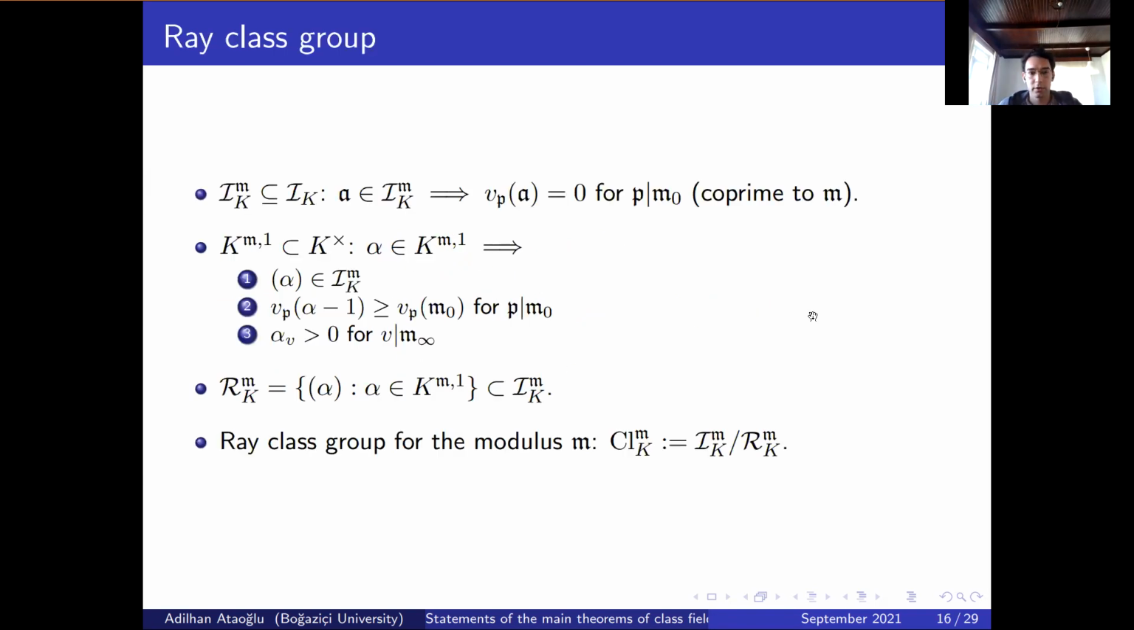Now, before the main theorems, we define the ray class group. Let us denote by I_M^K the ideals that are coprime to the fixed modulus M, and let us denote by K_{M,1} the elements of K star whose principal ideals are coprime to the modulus M, and they are congruent to 1 modulo M0, and their real embeddings are positive. Then we denote by R_M^K the principal ideals that are formed by the elements of K_{M,1}, and we take the quotient I_M^K over R_M^K and call it the ray class group for the modulus M. This is some kind of a generalization of the ideal class group.